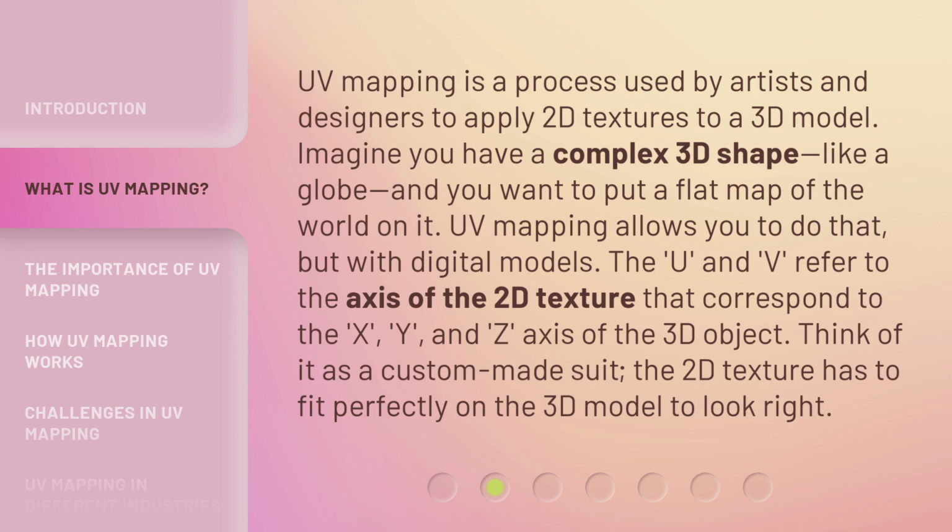UV mapping is a process used by artists and designers to apply 2D textures to a 3D model. Imagine you have a complex 3D shape, like a globe, and you want to put a flat map of the world on it. UV mapping allows you to do that, but with digital models. The U and V refer to the axis of the 2D texture that correspond to the X, Y, and Z axis of the 3D object.